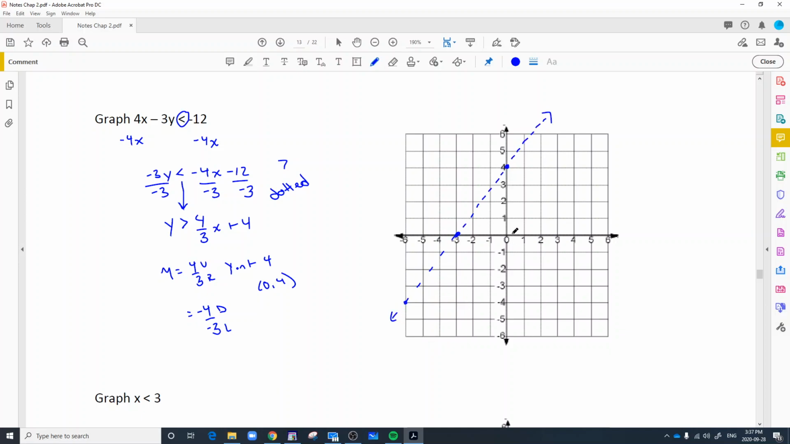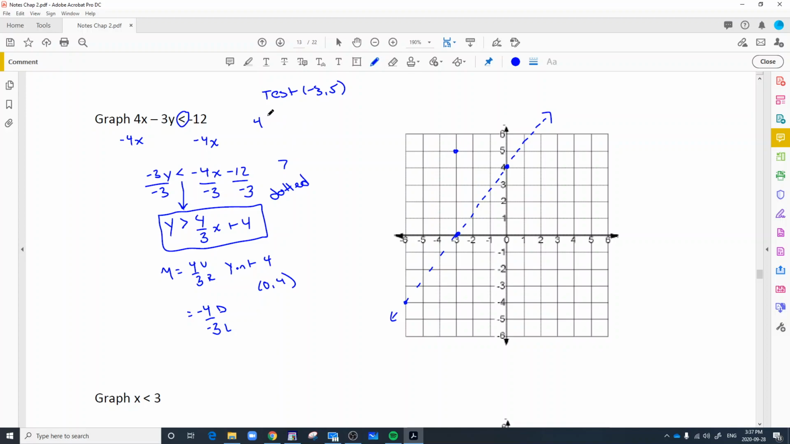Now I'm trying to decide which side of the boundary line to shade. Never, ever, ever plug into or test into this equation, because you might have messed up. Okay, so according to this, I'm guessing it's above. So maybe I'm going to test a point like, I don't know, -3, 5. But when I test it, I'm going to test into this equation. So I'm going to test -3, 5.